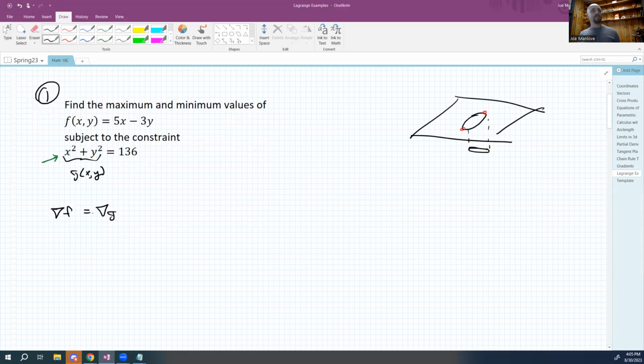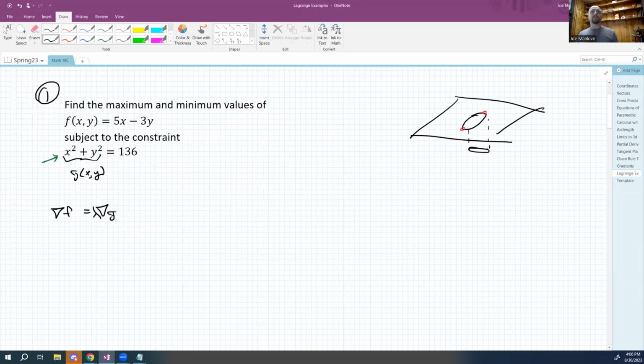Oh, and I forgot a thing. I'm hoping you remember that I need a lambda in there, because even though the gradients don't have to be actually equal to each other, they just have to be parallel to each other. So that's where that lambda is coming in. So I'm going to get my equations.